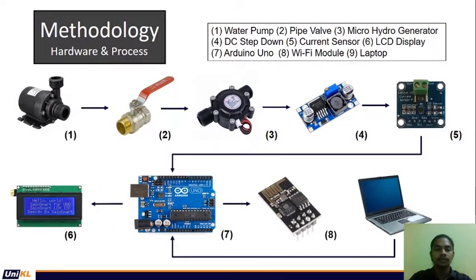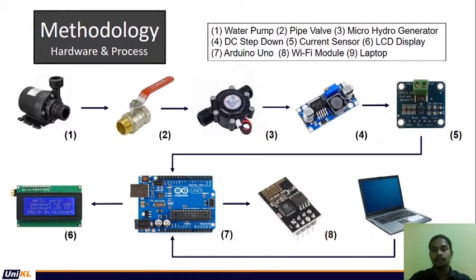Here is the hardware and process flow. The first one is the water pump. The water pump makes the water flow to the pipelines. We use a pipe valve to control and adjust the speed of the water, and the water will flow to the micro hydro generator. The micro hydro generator will produce electricity, and the power generated will flow to the DC step down.